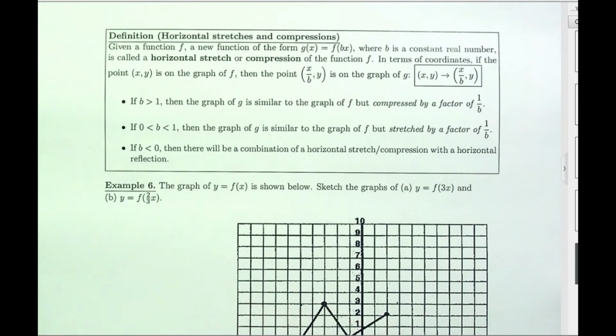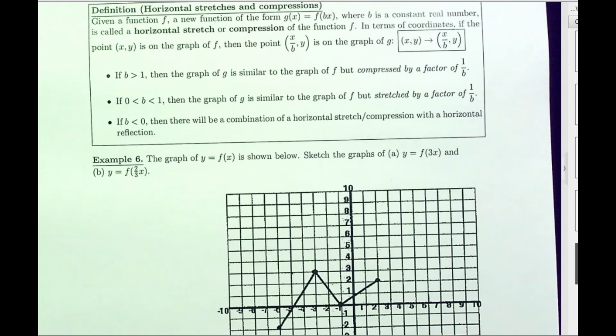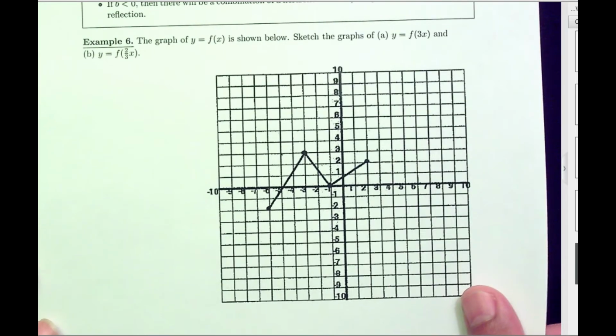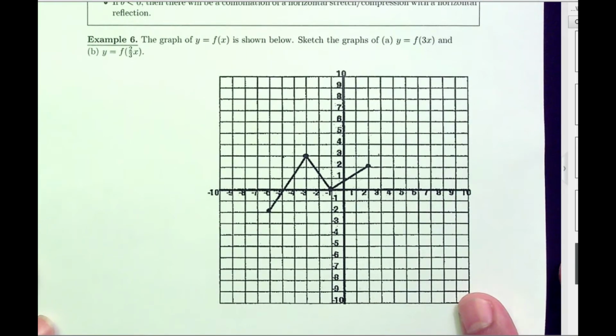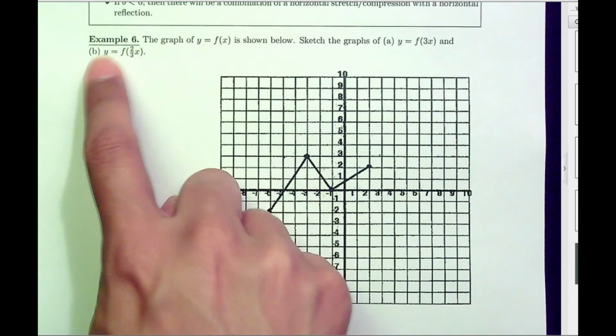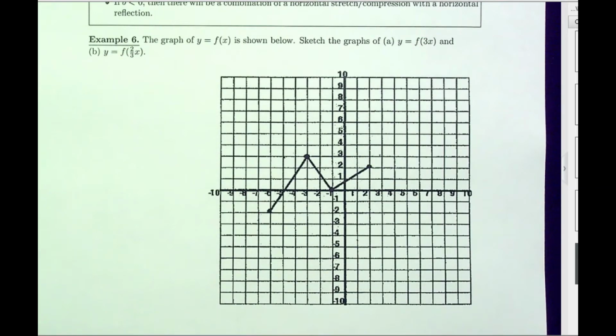Okay, so let's do this example. Suppose that that's our original graph. That's y equals f of x. Let's sketch A and B. Starting with A, you're multiplying by 3 inside the function, so there's a horizontal transformation.